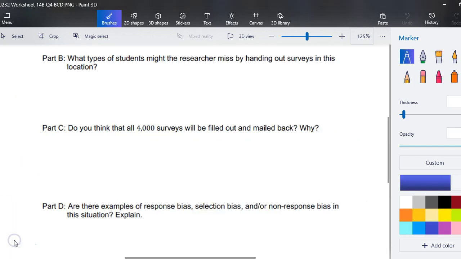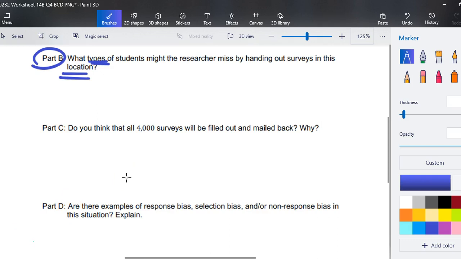Continuing on in question 4, part B: what types of students might the researcher miss by handing out surveys in this location? Since the researcher is handing out the surveys near the science building, she may only see the students who are taking science classes that specific term.